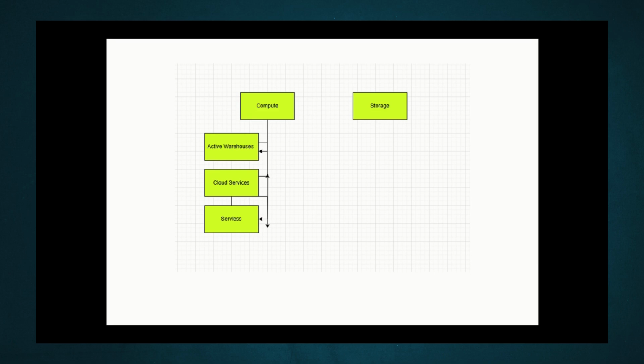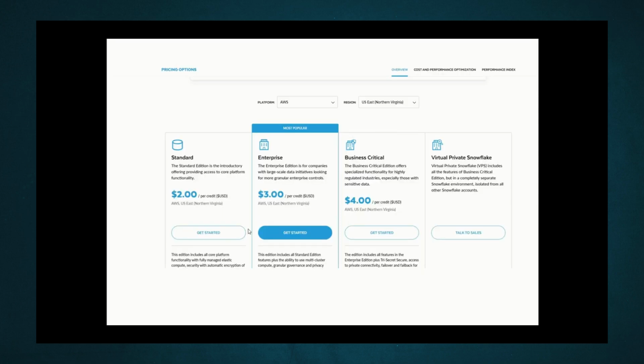We can choose the size of the warehouse depending on how much compute power we need. It depends upon the company, the organization, and the criticality of the business. Based on that, we can decide and pay for it. Moving to the next slide.